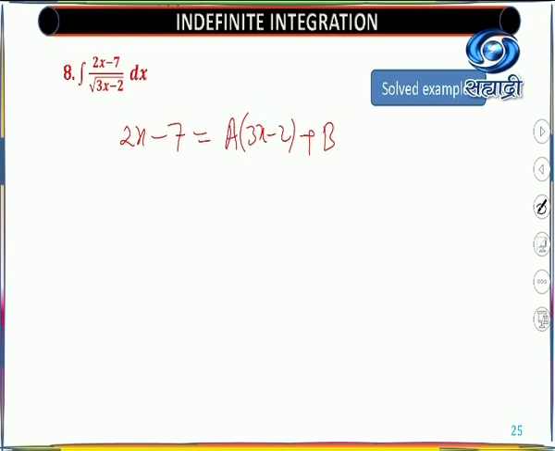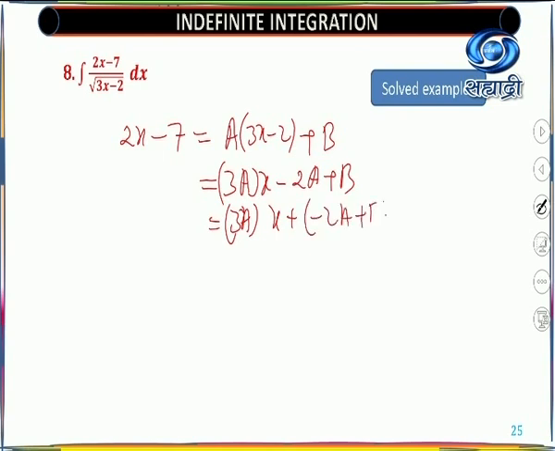So how to find out? Therefore, you are able to say that it is 3a into x minus 2a plus b. This is a constant. So I will write this as 3a in one bracket into x plus of (minus 2a plus b). Now you compare the x coefficient and the constant from here. So you will get 3a equal to 2. This implies the value of a is 2 upon 3.